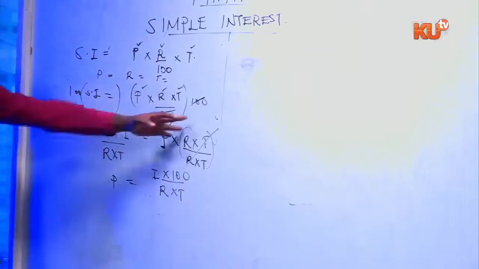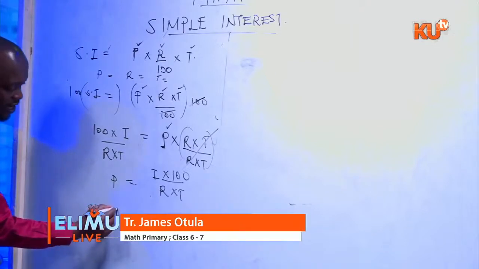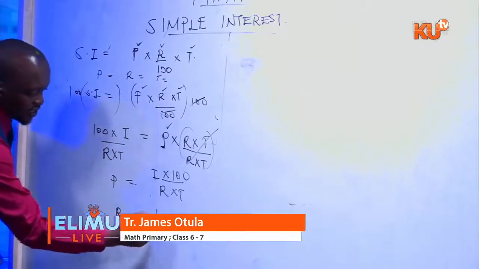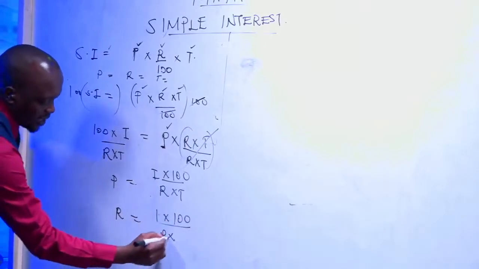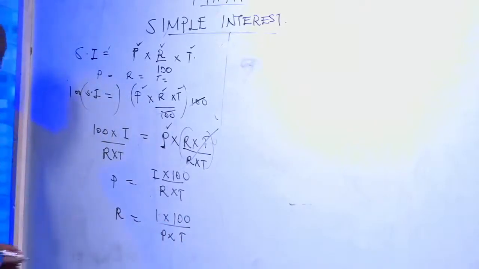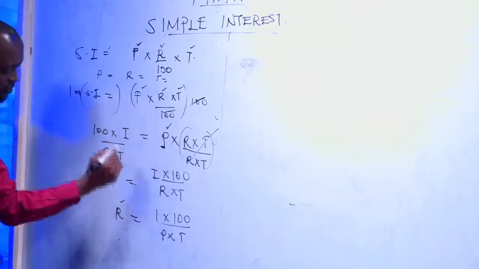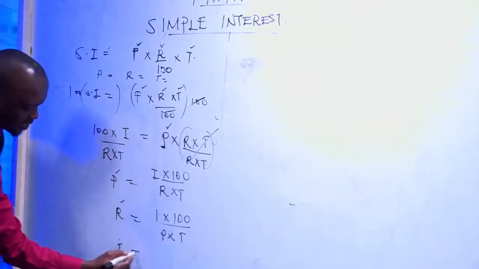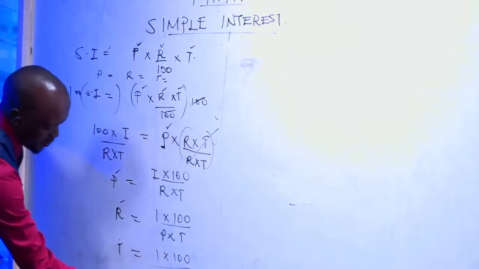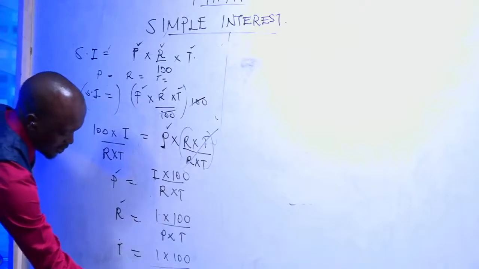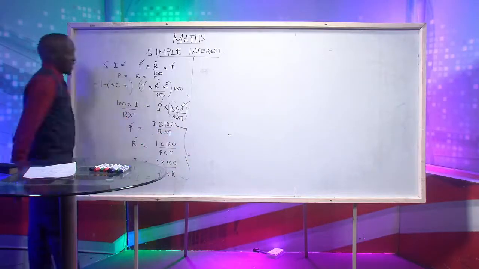And the same applies to others. So the formula of getting rate is equal to interest times 100 over principal times time. We worked on rate and principal. What is remaining now is time. Time is equal to interest times 100 over principal times rate. So with these formulae, we are good to go.